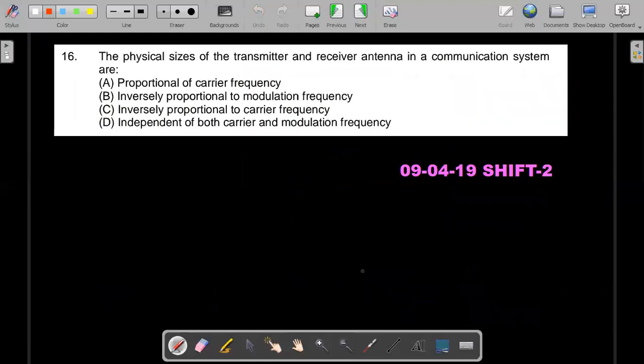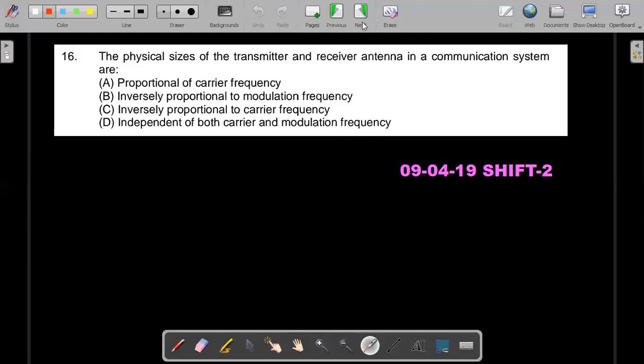Okay, right. Next one is on communication systems. So physical sizes of transmitter and receiver antenna in a communication system are: size of antennas, he's talking about whether it's proportional to carrier frequency, inversely proportional to modulation frequency, inversely proportional to carrier frequency, and independent of both carrier and modulation frequencies. Okay, so have a try, pause, try it out, and then we move on.